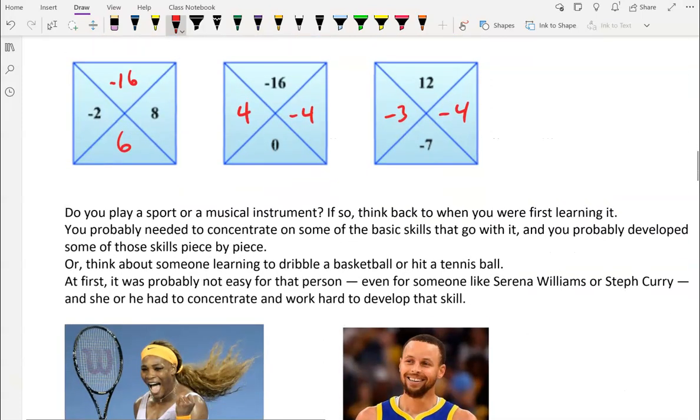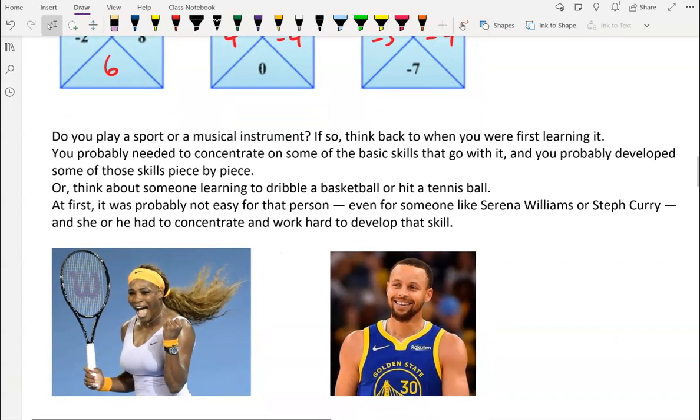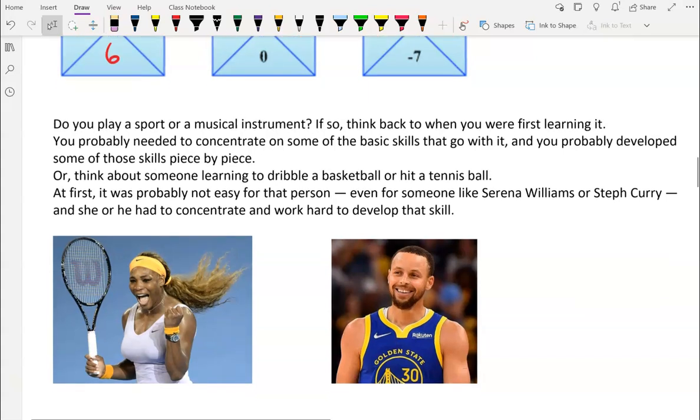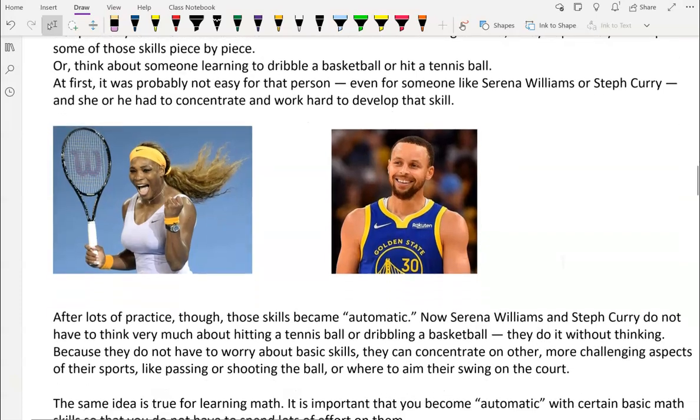Let's keep moving. Now, do you play sports or a musical instrument? If so, think back to when you were first learning it. You probably needed to concentrate on some of the basic skills that go with it, and you probably developed some of those skills piece by piece through practice and hard work, right? Or, think about someone learning to dribble a basketball or hit a tennis ball. At first, it was probably not easy for that person. Even for someone like Serena Williams or Steph Curry, she or he had to concentrate and work really hard to develop that skill. They're highly respected professional athletes.